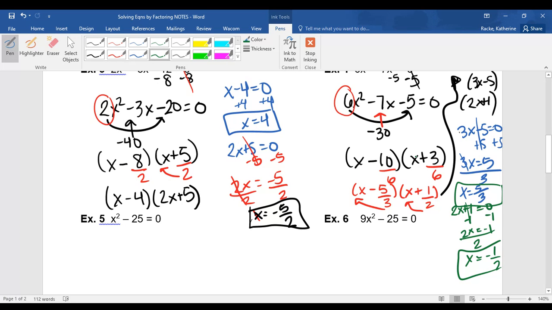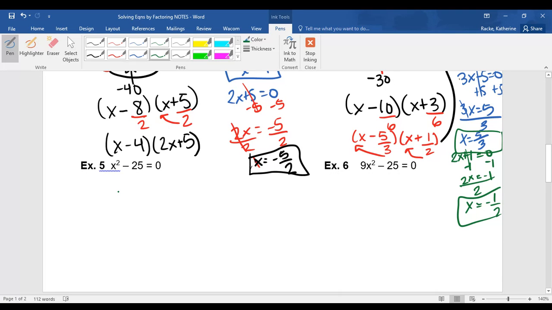Remember, if you go back to our factored forms before we slid the numbers in the front, we just needed to change the sign to the fractions here. So positive 5/3 right there, and a negative 1/2 is right there. All right, moving on. Example number 5.